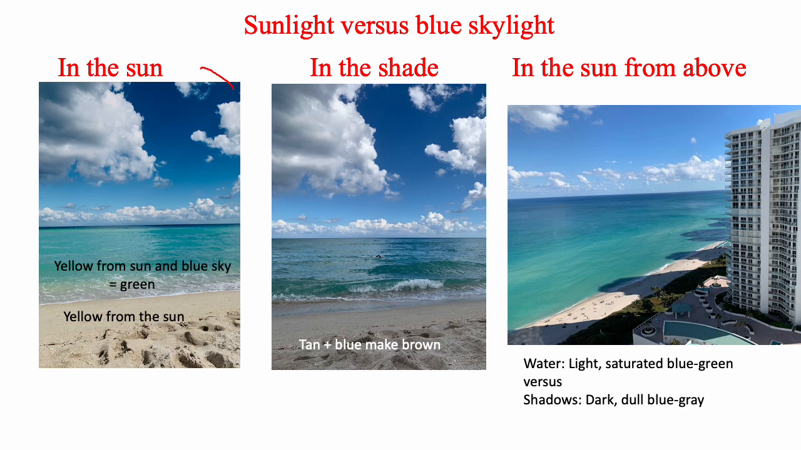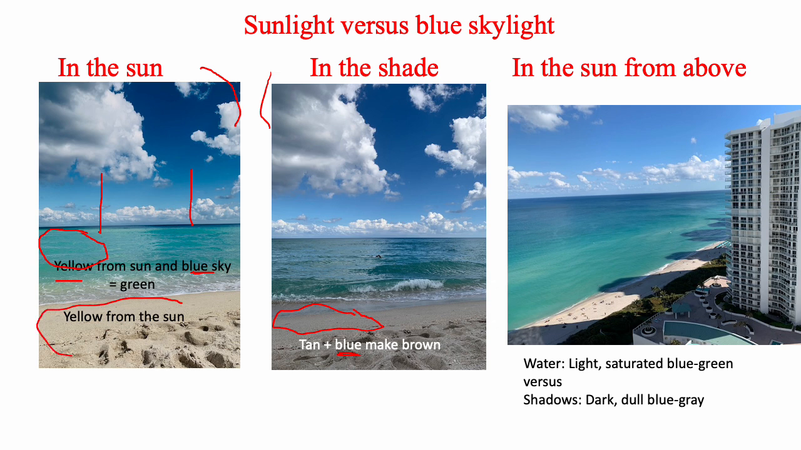This is a picture of the beach in the sun and in the shade. And in both cases, the water reflects the clouds and the blue sky. The water is greenish here because it's a combination of the yellow from the sun and the blue from the sky. The tan sand here is brown because it combines with blue from the sky.